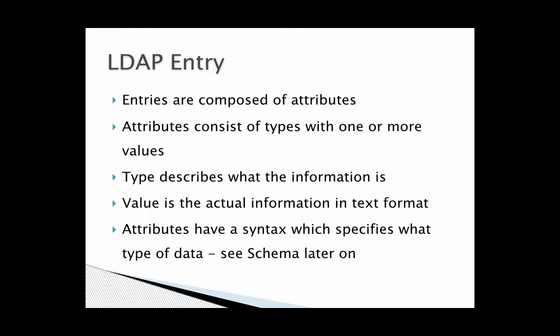Right, so our entries, as I said, are composed of attributes, and they have one or more values, which we'll actually have a look at shortly. It has a value and it has a type. The type describes what the information is, and there's a set series of these, but you can extend it. The value is the actual information in text format, and these attributes have a particular syntax, which we'll look at in the schema.